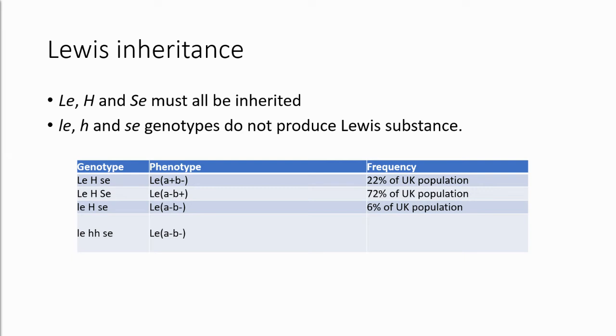Inheritance of only the H gene is rare, and they are LEA negative B negative. Last is the Bombay phenotype that doesn't have the Lewis gene or the secretor, so is also LEA negative B negative.